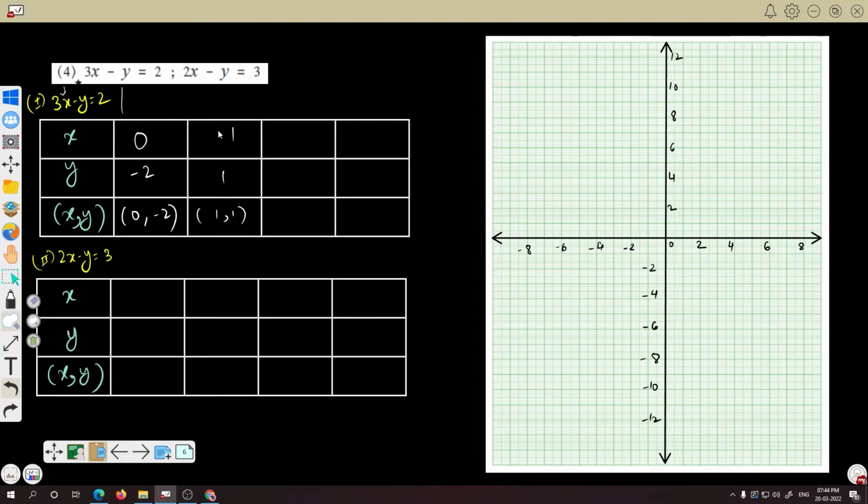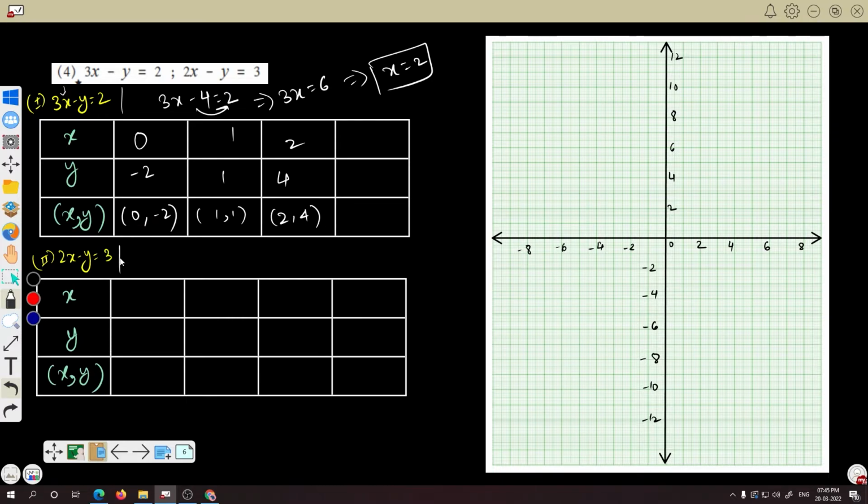So I'll take y as 4. Wait, this does not look like 4. If I take y as 4, then the equation will be 3x minus 4 is equal to 2. Shift this minus 4 to the other side. So this will be 3x is equal to 6. So x will be 2. Therefore, the coordinates are 2 comma 4. I hope this is clear to you.